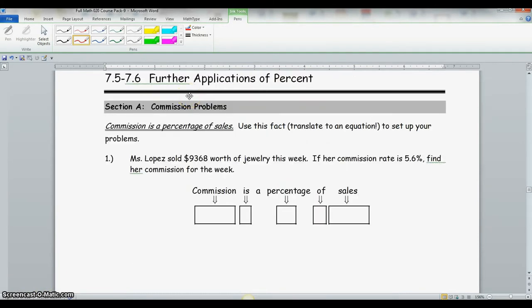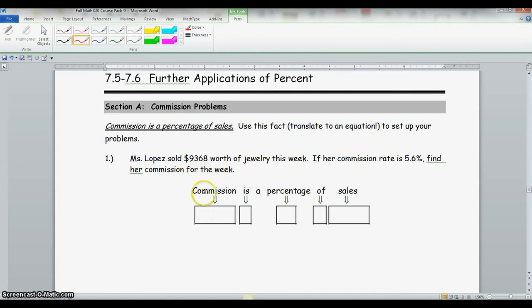Now we move on to sections 7.5 to 7.6, further applications of percent. We have section A, commission problems. Commission is a percentage of sales. Use this fact, translate to an equation to set up your problem. Okay, now we have number 1. Miss Lopez sold $9,368 worth of jewelry this week. If her commission rate is 5.6%, find her commission for the week.